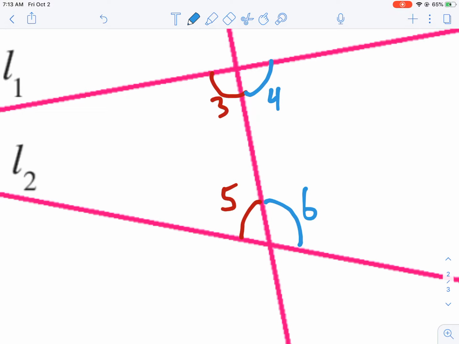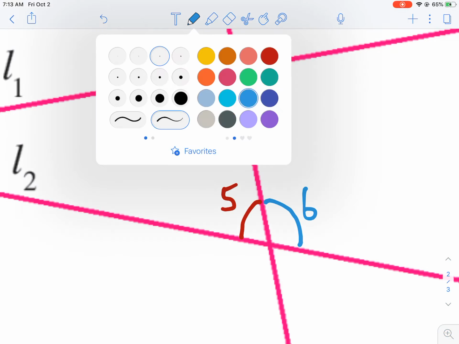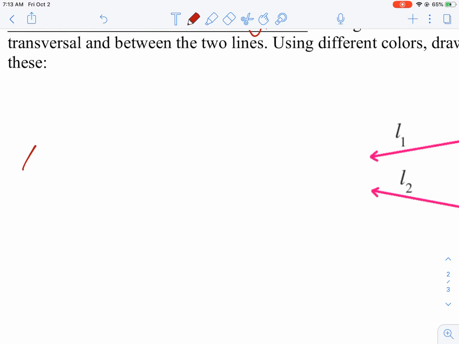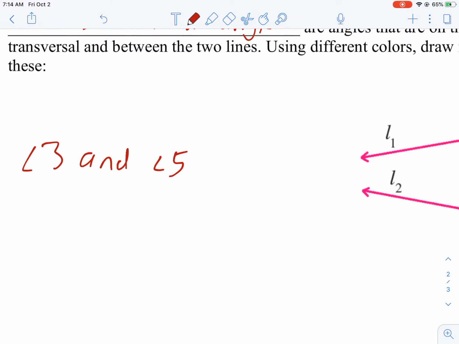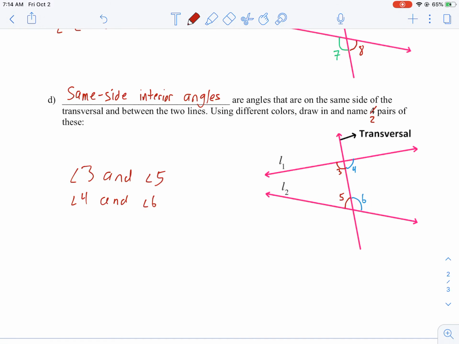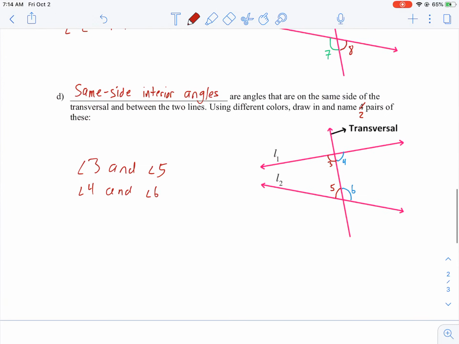So you can see how these 4 are in between the two lines and on the same side of the transversal. So these are the last angle pairs that you need to know. We got 3 and 5, and then angles 4 and 6. So you really need to know these by heart. I don't expect you to have them memorized by tomorrow, but by a quiz or a test, 100%, okay? So these are all the notes that we have today.